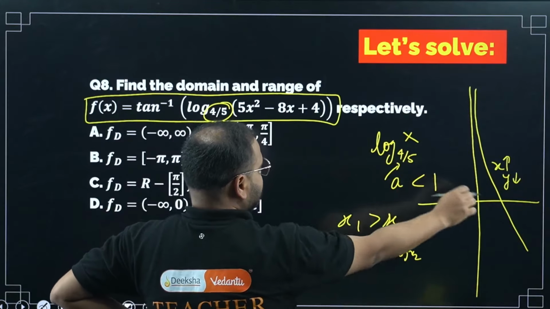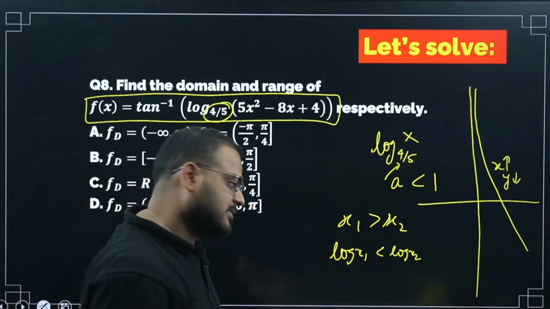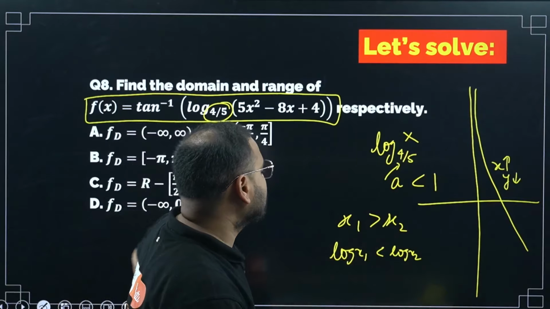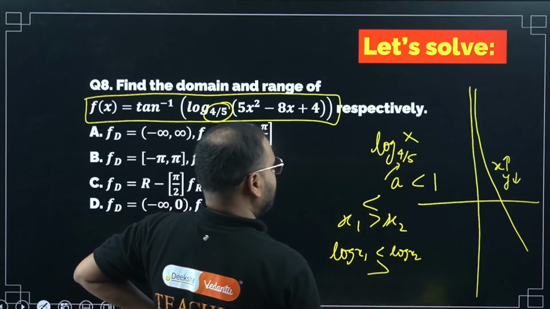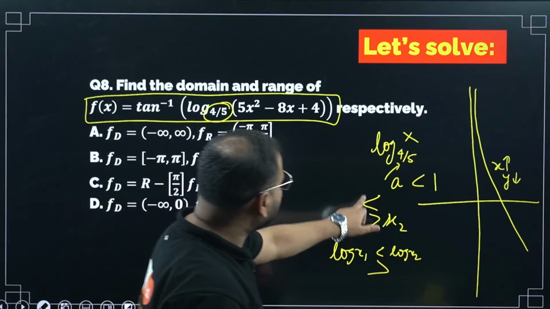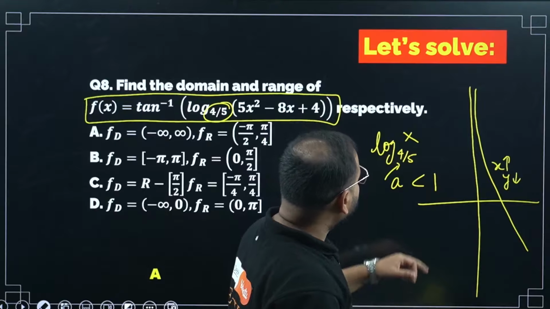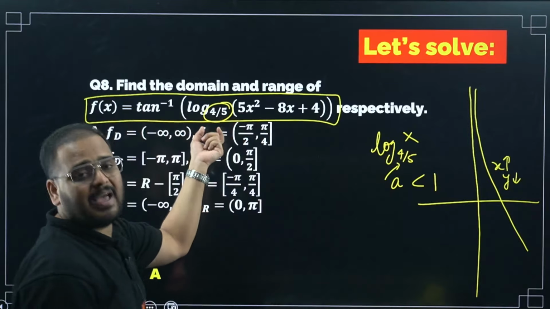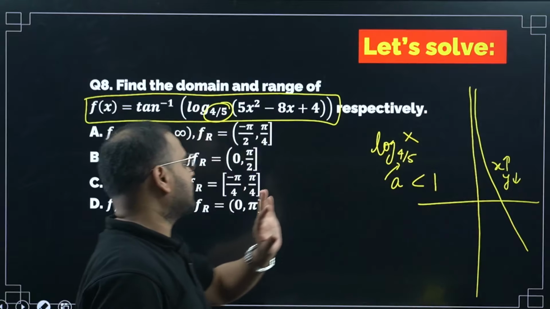It is a decreasing function. If x1 is greater than x2, log will be less for the respective values, and vice versa. I hope you can understand. I just wanted to analyze the question. So far, the base on which log is operating is less than 1, so the graph is like this. This much is clear.